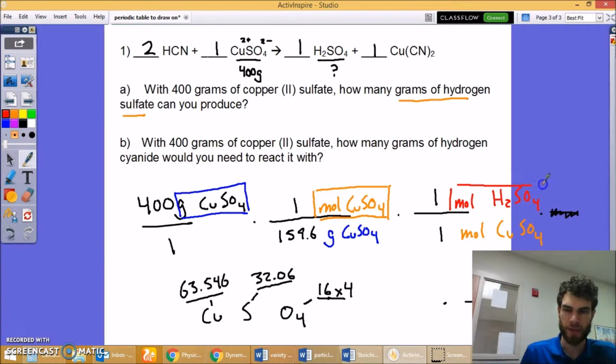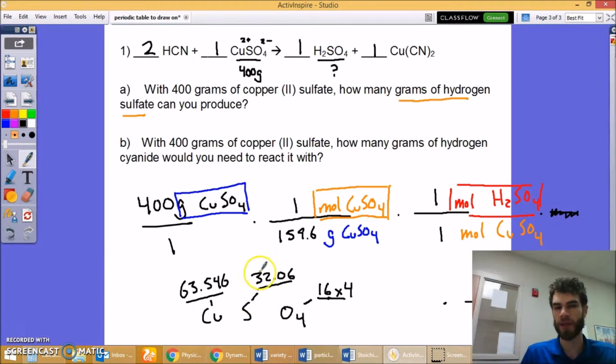Alright, now, what do we do? Automatically, we take this and put it as the bottom of our next fraction. Moles of hydrogen sulfate. And what are we going to put on top? What do we want them to go to? That is grams of hydrogen sulfate. There you go. So you can go from moles to grams, and that's exactly what we're going to do. Alright. 1 goes with the moles. What goes with the grams? Well, the sum total of all of this stuff.